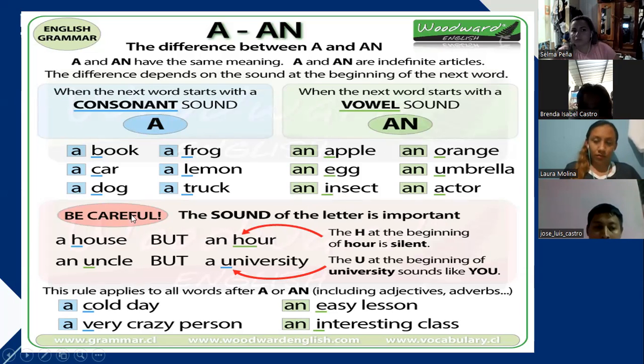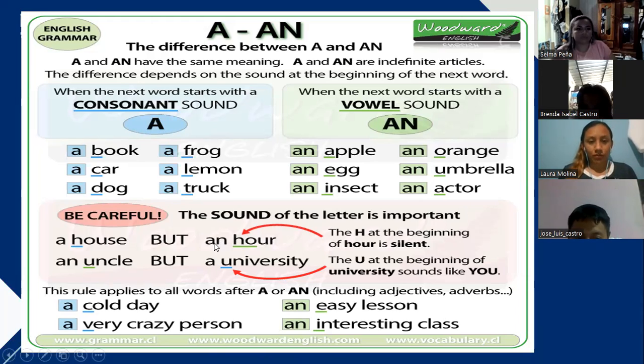Be careful, sean cuidadosos, okay? Cuidado. Tenemos a house. ¿Cuál es el sonido aquí, chicos? Es el sonido de la H, right? House, house, okay? Pero, ¿qué pasa aquí? An hour. Ese no es un sonido de H. Es un sonido de vocal, an hour, okay? La H aquí es silent. No se pronuncia, okay?